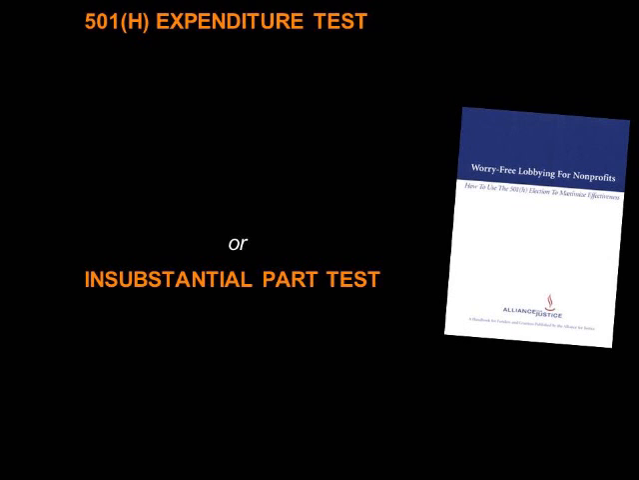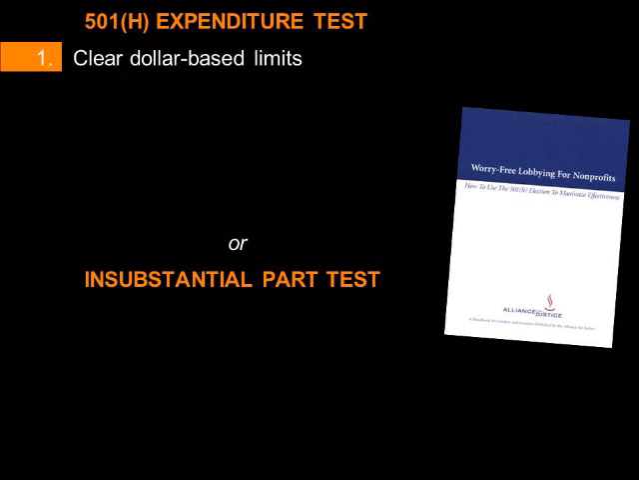The publication you see on the right of the screen, called Worry-Free Lobbying for Nonprofits, is available for free on our website, and it lays out these reasons in greater detail. I'm going to start out by talking about the 501h expenditure test, since, as I just mentioned, this is the option we recommend for most 501c3 public charities. That number 501h comes right out of the federal tax code, and a 501c3 organization choosing the 501h expenditure test remains a 501c3 organization, just one that determines its lobbying limit under that 501h expenditure test.